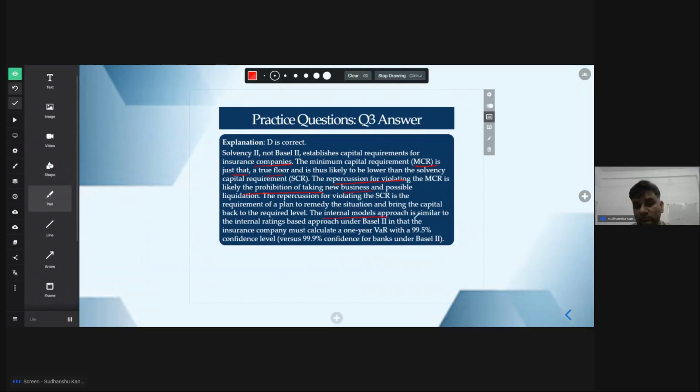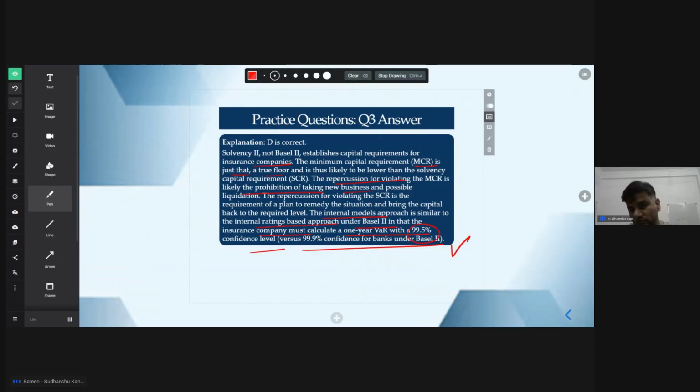Right? The internal model approach is similar to the internal rating based approach in Basel II, in the insurance company, calculating 1 year VaR with 99.5 confidence level versus 99.9% under your Basel II, right? So that completes our chapter, guys.